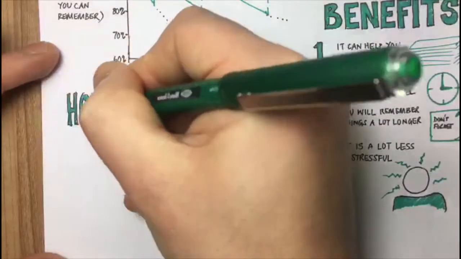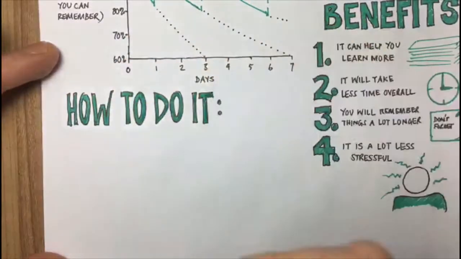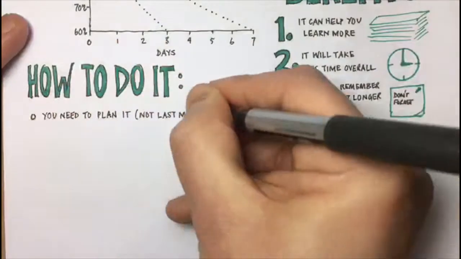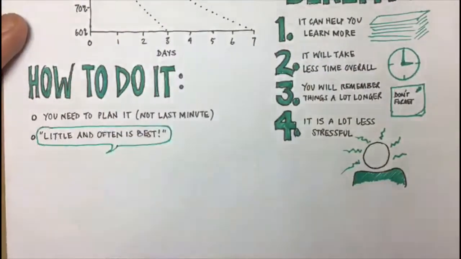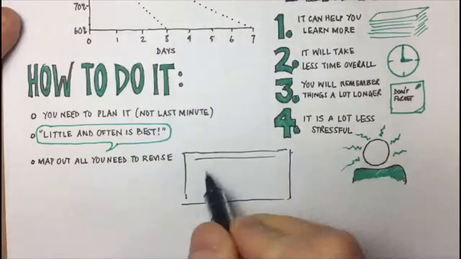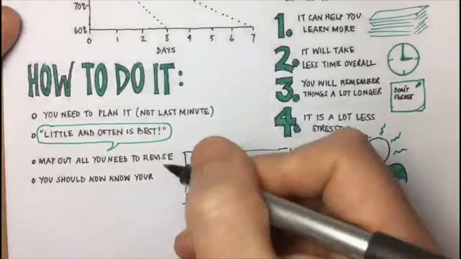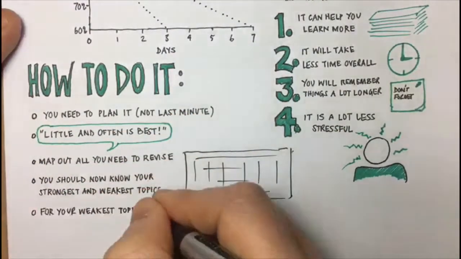You need to plan spaced practice. You can't do it at the last minute. Little and often is best. Map out all the topics that you need to revise. You should by now have a good idea of which ones are your strongest and weakest.